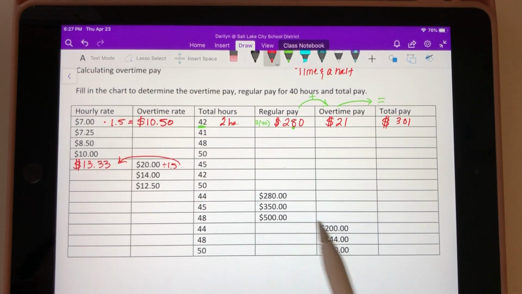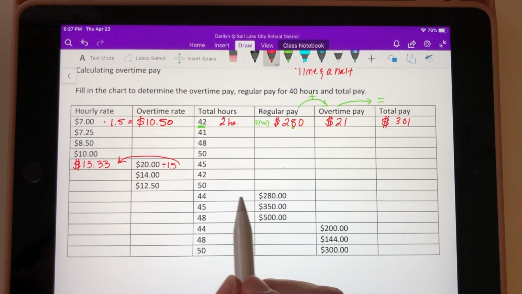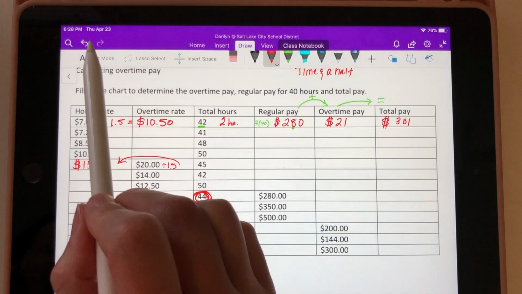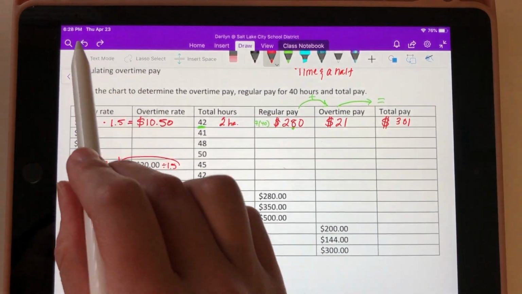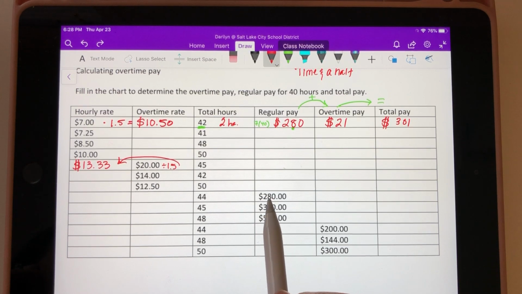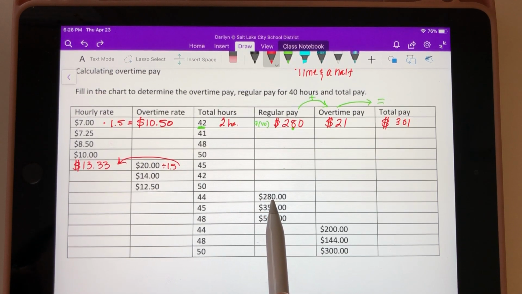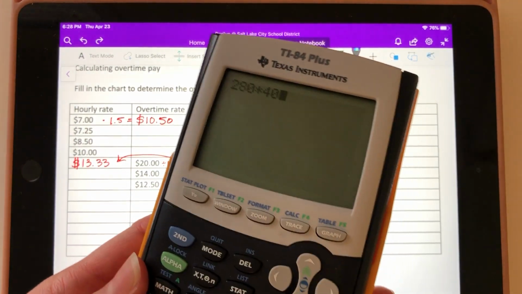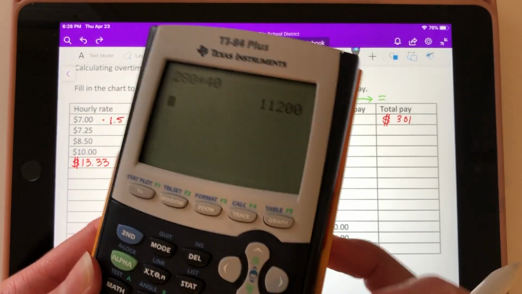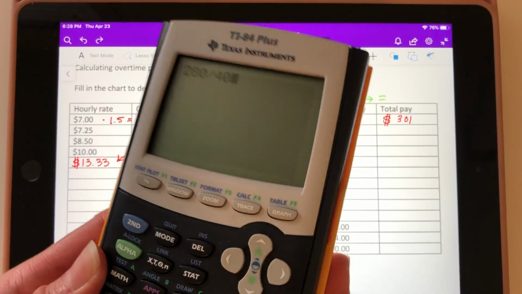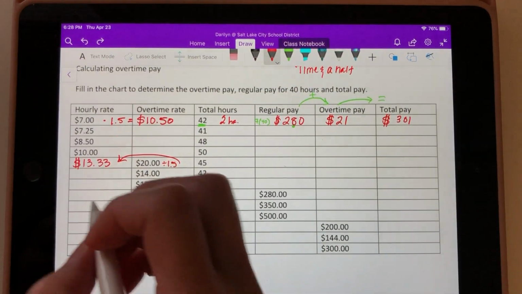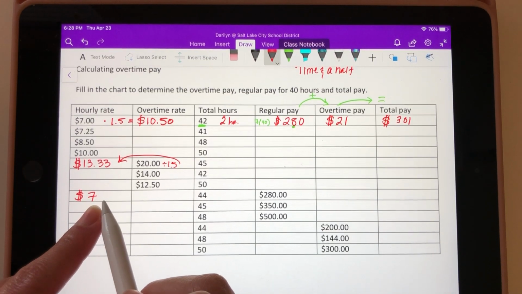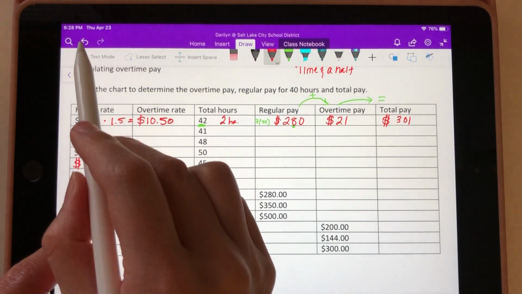We don't have any pay here, but we have the total regular pay. So I know here I've worked 40 hours regular and 4 hours overtime, right? So that means my regular pay, $280, is 40 hours worth. So to get my hourly rate from $280, I simply do $280 divided by 40 hours, and that will give me 7, which tells me my regular pay is going to be $7 an hour. Now I'm going to do the same process, multiply by 1.5 to get the overtime, and then same as before.